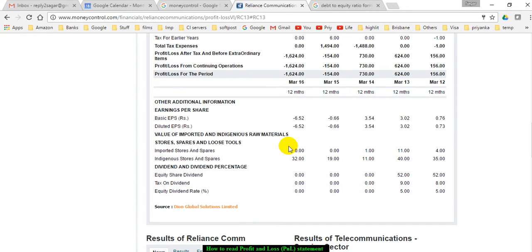You can notice that at the end, it is also showing the earnings per share. Earnings per share are nothing but the earnings divided by each outstanding share of that company. The earnings are negative, so it's not a good indication for the investors. Then imported stores and spares, indigenous stores and spares, dividend and dividend percentage are also mentioned over here.